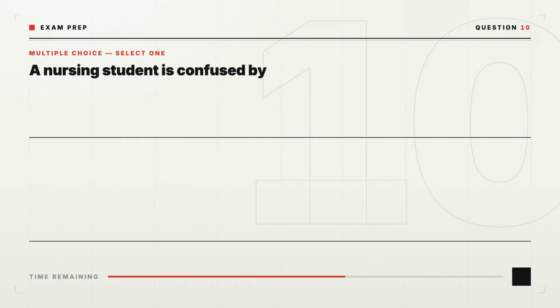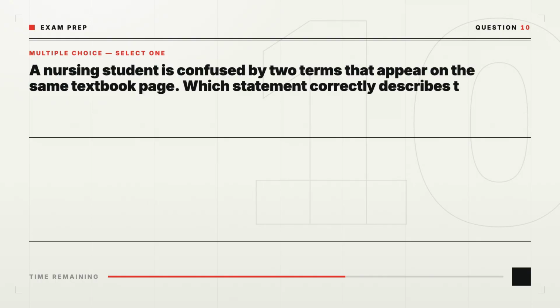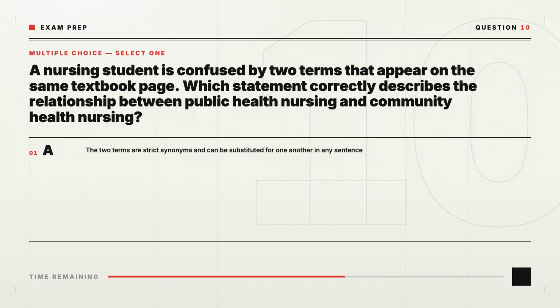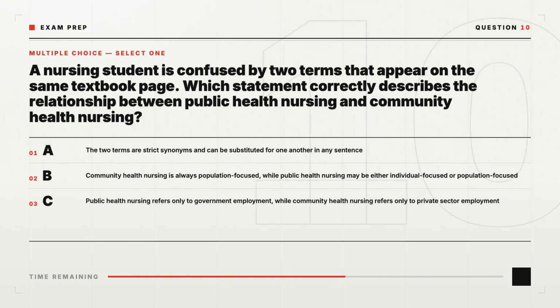Question 10. A nursing student is confused by two terms that appear on the same textbook page. Which statement correctly describes the relationship between public health nursing and community health nursing? Your options are: A. The two terms are strict synonyms and can be substituted for one another in any sentence. B. Community health nursing is always population focused, while public health nursing may be either individual focused or population focused. C. Public health nursing refers only to government employment, while community health nursing refers only to private sector employment.